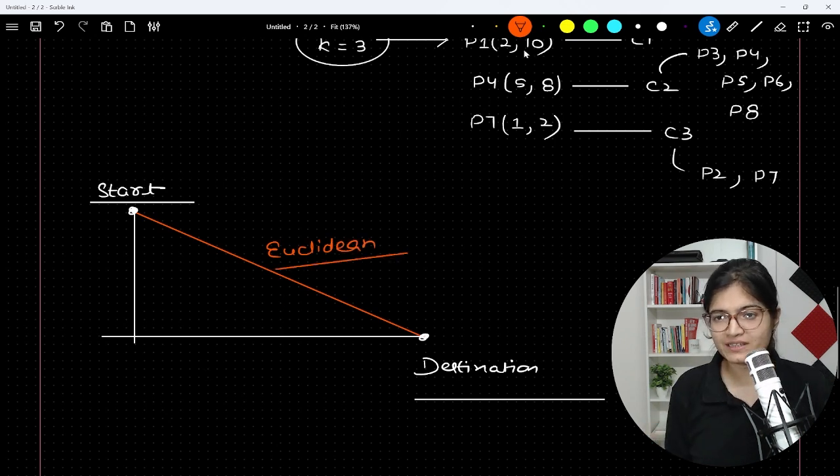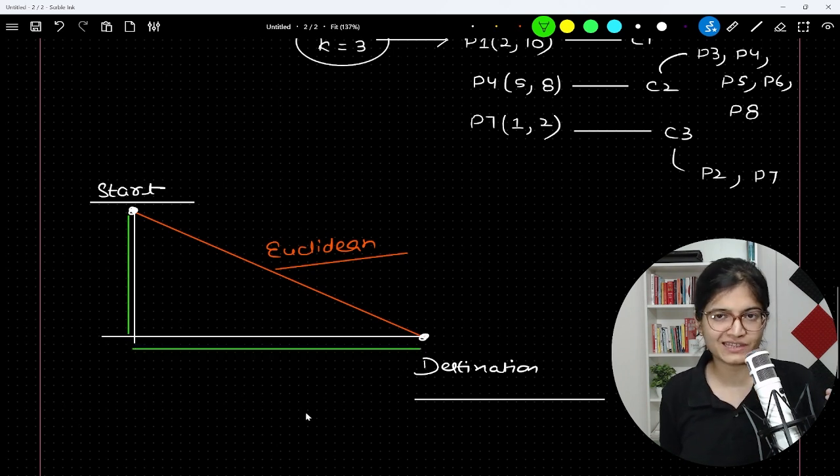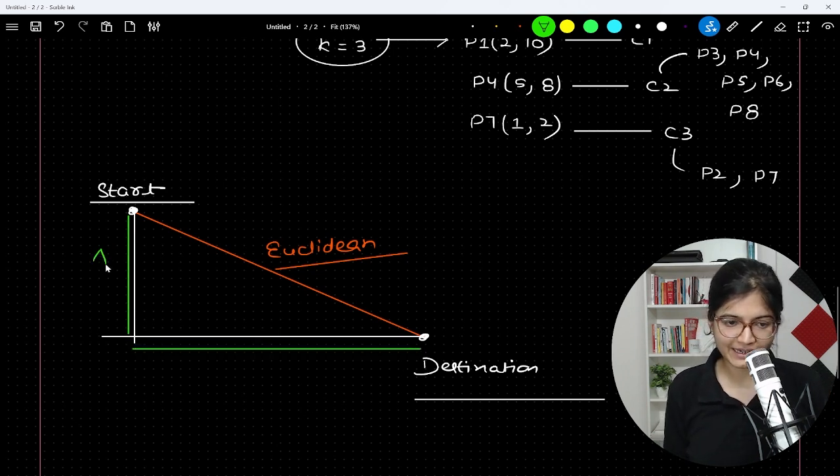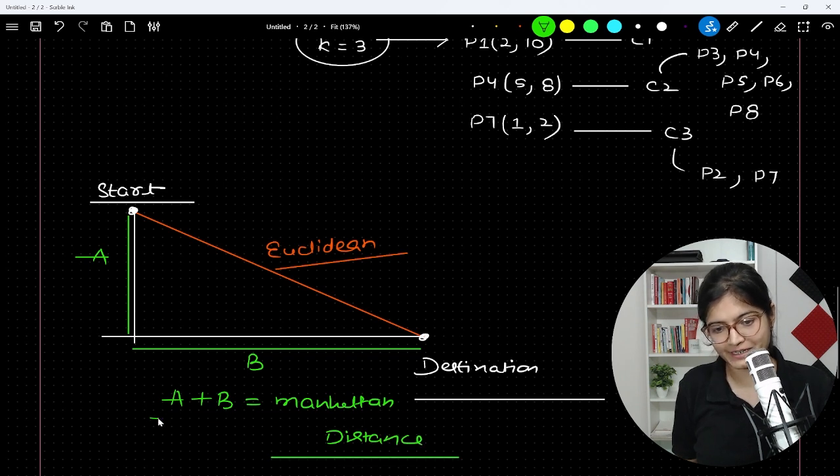But if let's say you will say, Priya, what I will do is, first of all, I will try to evaluate the difference between these two. And then I will try to evaluate the difference between these two. And then I'll add, let's say the distance is A and B. So I'll add the value of the distance of A and B. So this will become your Manhattan distance mathematically, I would say.